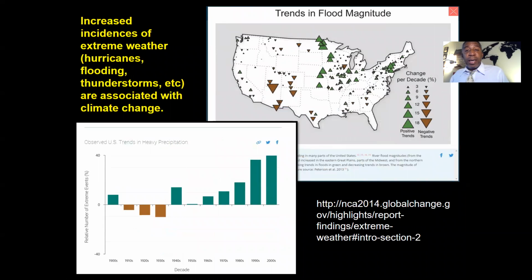And so we see that flood magnitude in cities is going up. So now cities are looking at flood mitigation, and a variety of ways to protect people from flash floods. And you can see the trends are that we have more and more heavy precipitation events occurring than we ever have before.